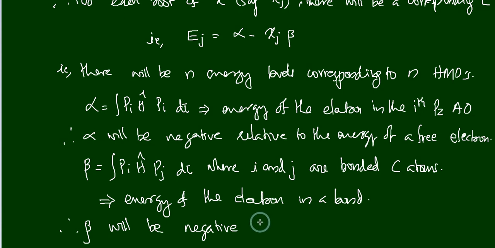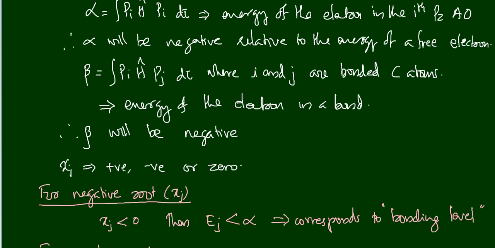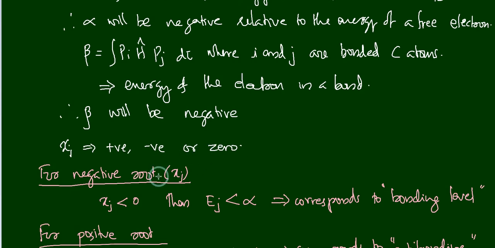Beta will be negative because it is also a part of the bond. So xj can be negative, positive, or 0. Now we consider what happens for a negative root xj. If xj is less than 0, then ej is less than alpha.